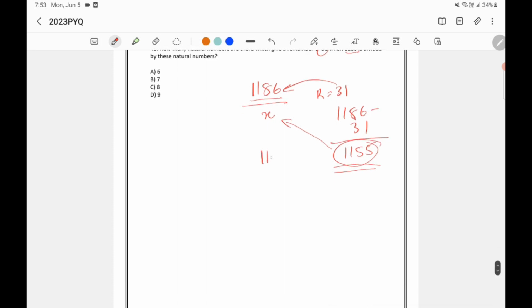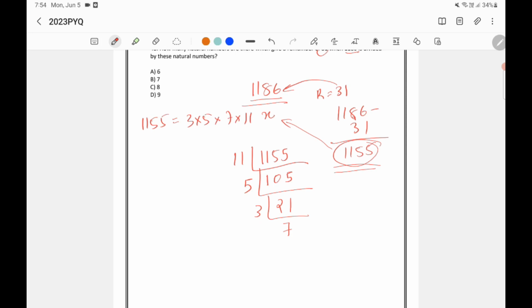So if I do the prime factorization of 1155, 11 will go, right? So this is 105. Now 5 can go, it will become 21. Now 3 can go, it will become 7. So here 1155, I can write it as 3 into 5 into 7 into 11.